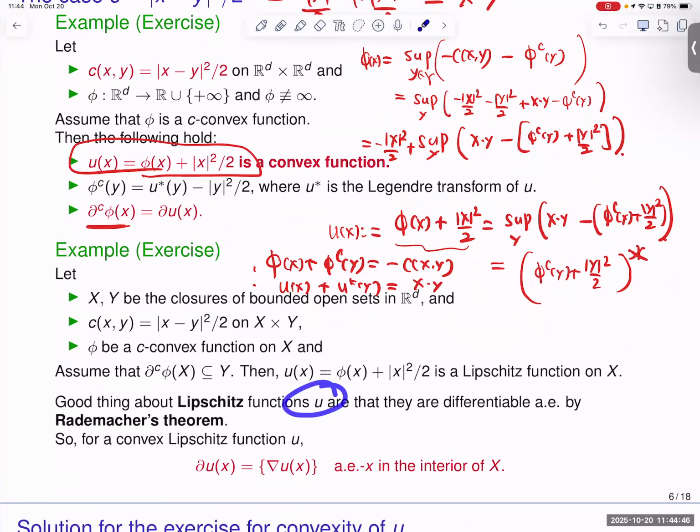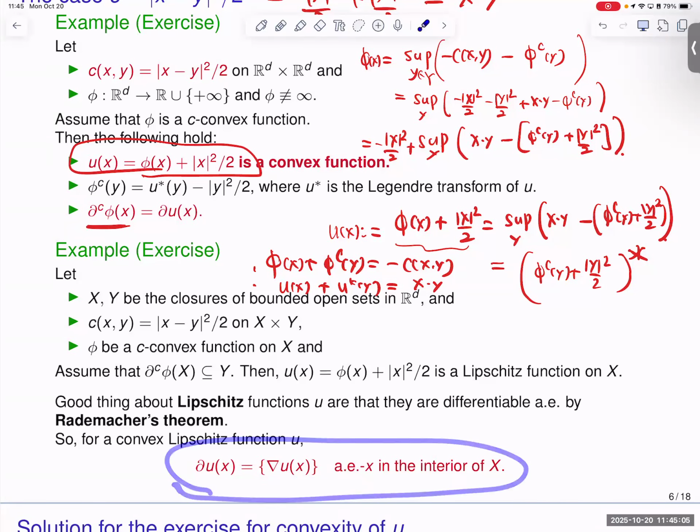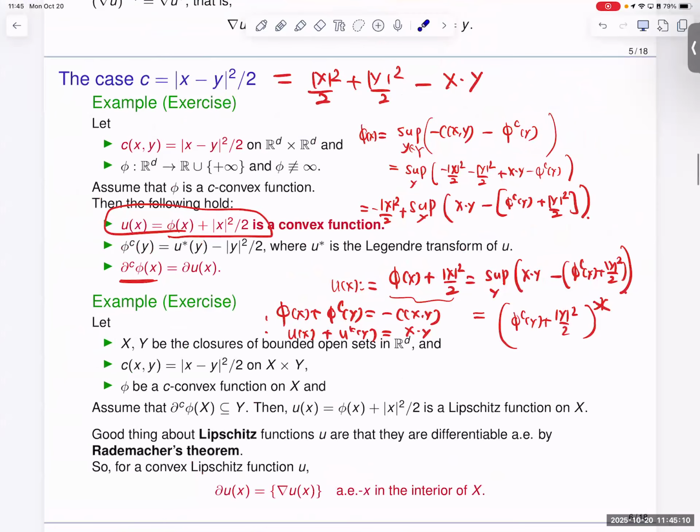And when the function u is Lipschitz, we know that the function is differentiable almost everywhere by Rademacher's theorem, and the subdifferential in that case is almost everywhere the same as the gradient of that function u. So this is a key relation for us. Any question about this?